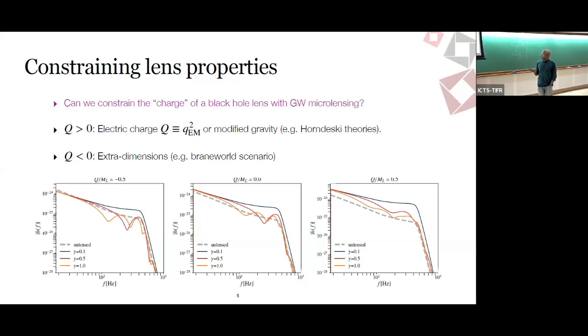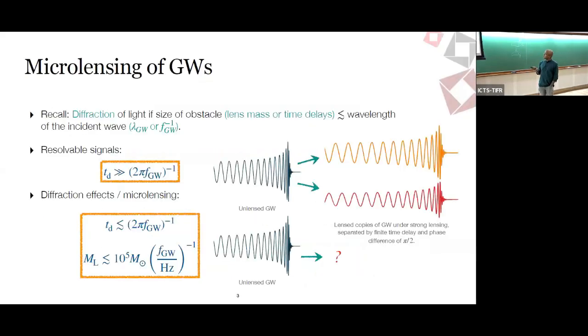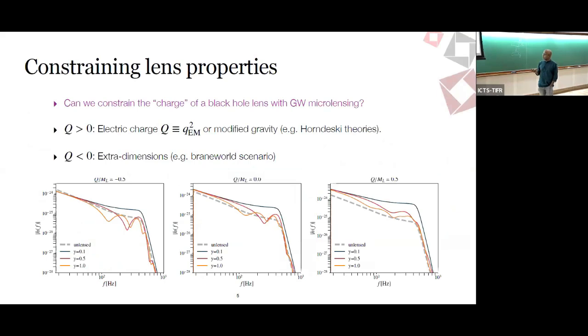Okay, so as I mentioned earlier, these waveforms are essentially time series waveforms. Now if you look at the frequency series, sort of the FFT of those waveforms, they look something like this, where the dashed one is the unlensed one, there is no lens. However, with the introduction of the lens, you see that there are variations in this waveform. So we expect that there should be some signatures of the lens properties on these waveforms, right? And which is what we see. So for example, on the right hand side, we have a positive charge. On the left hand side, we have a negative charge, and in the center, it's a zero charge lens, which is just a Schwarzschild lens.